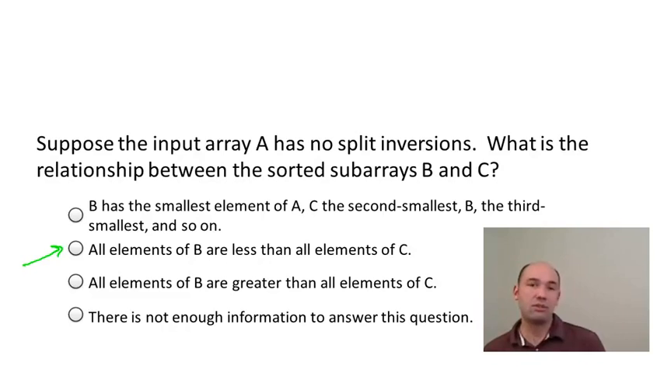So this suggests that, perhaps, copying elements over from the second subarray C has something to do with the number of split inversions in the original array. And that is in fact the case. So we're going to see a general pattern about copies from the second array C into the output array exposing split inversions in the original input array A. So let's look at a more detailed example to see what that pattern is.